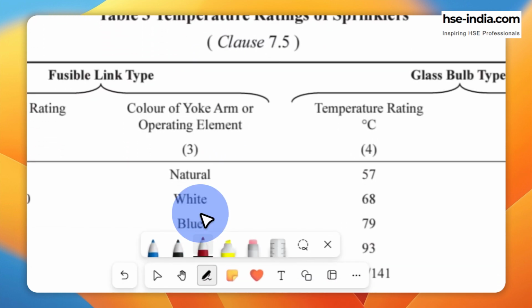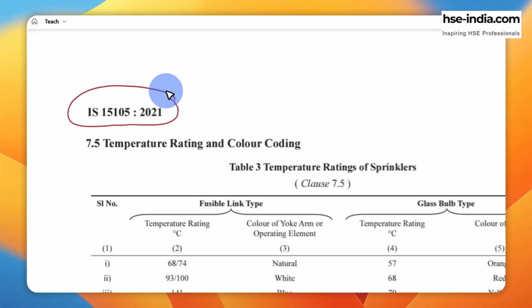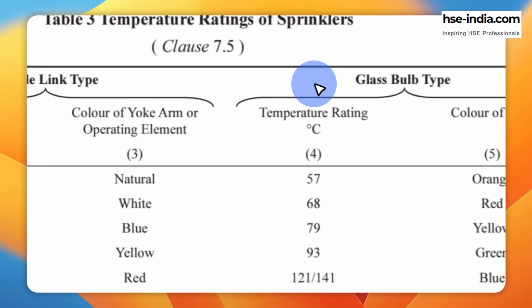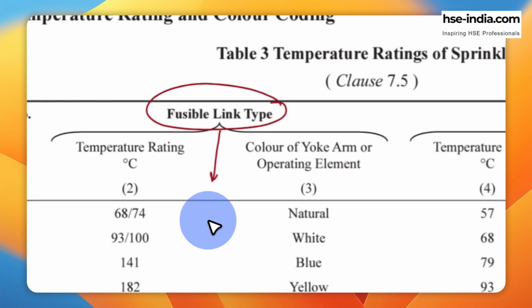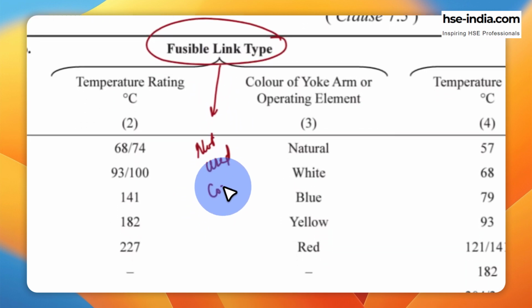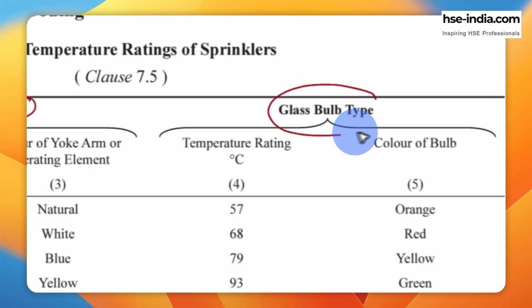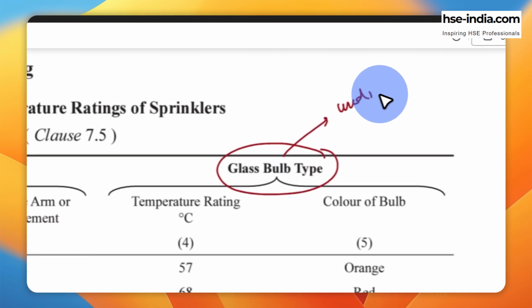What we need to do is refer to this standard, IS 15105 2021. This is the date of revision. And in this, there are two kinds of sprinkler system. The first one is the fusible link type, which is no more used nowadays, not used commonly. This glass bulb type is being used commonly, more often.